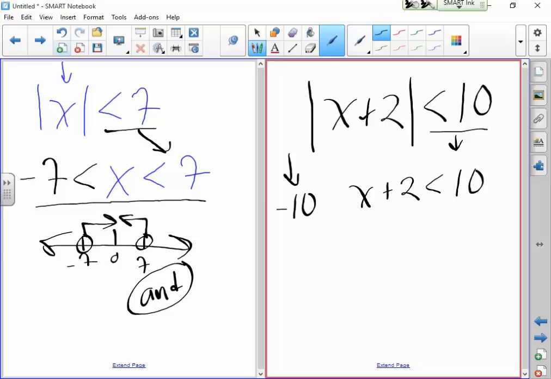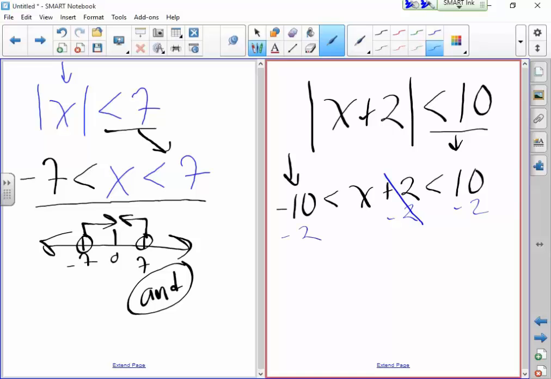And what it's going to be moving in the same direction like that. Is that okay? Okay, cool. And so now how am I going to solve this? What am I going to do? Subtract 2. So I'm going to subtract 2 from all sides. Okay, canceling that out. Are you guys okay with that?